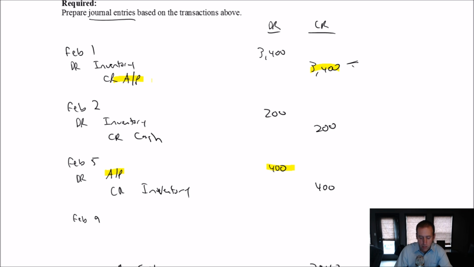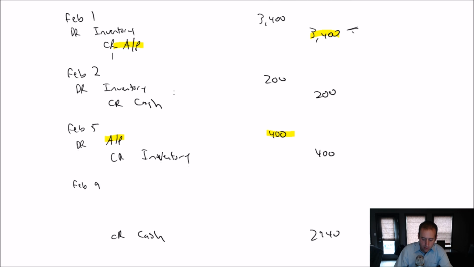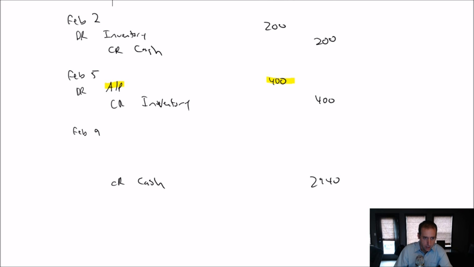So I owe them $3,000, and when I paid them $29.40, I don't owe them anything anymore. I don't owe them the $3,000 anymore. I don't still owe them 60 either. So I've got to get rid of the entire AP because I owe these guys nothing. So I got to get rid of a $3,000 payable.